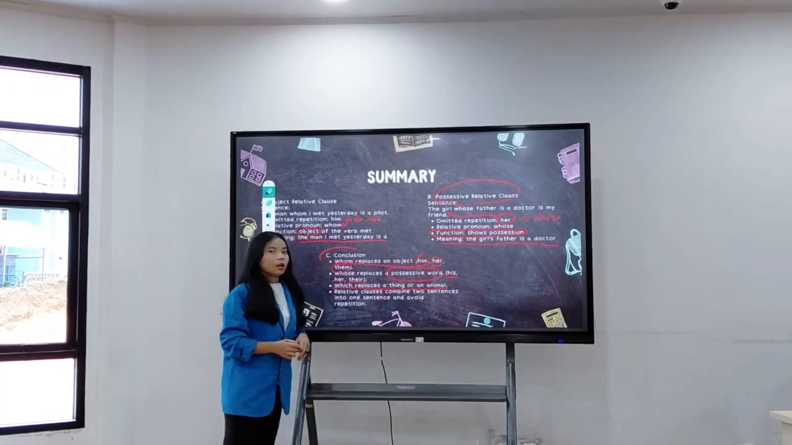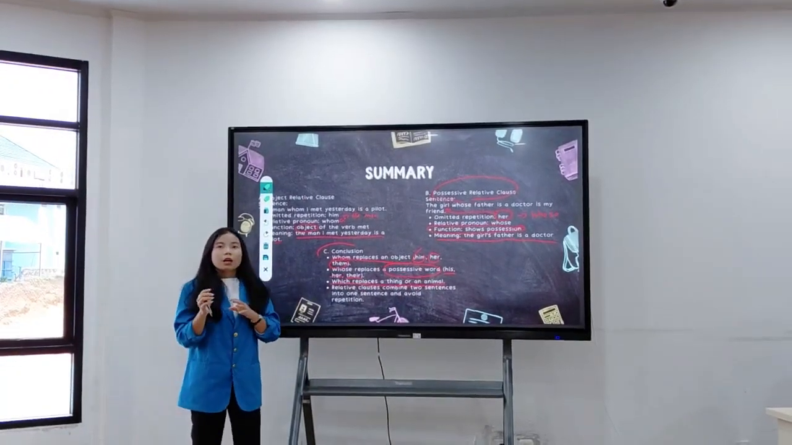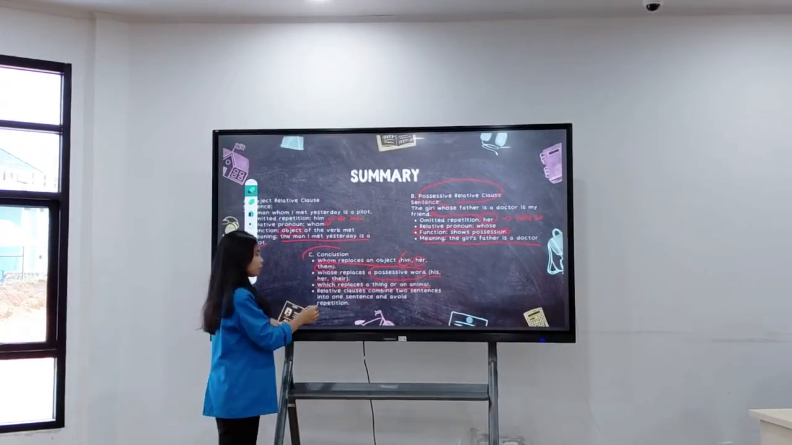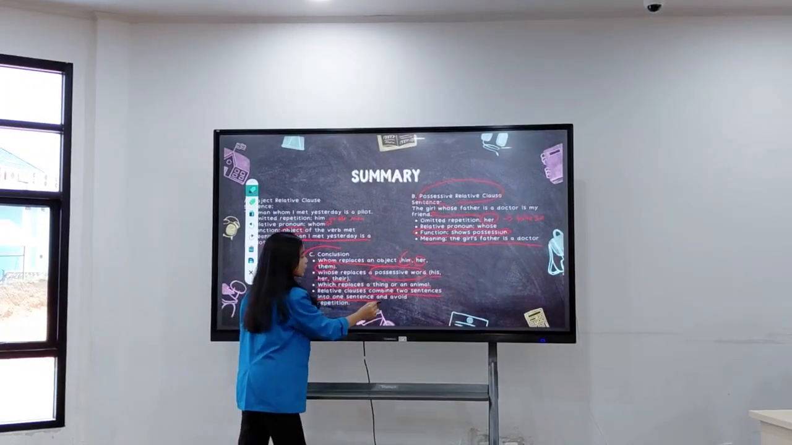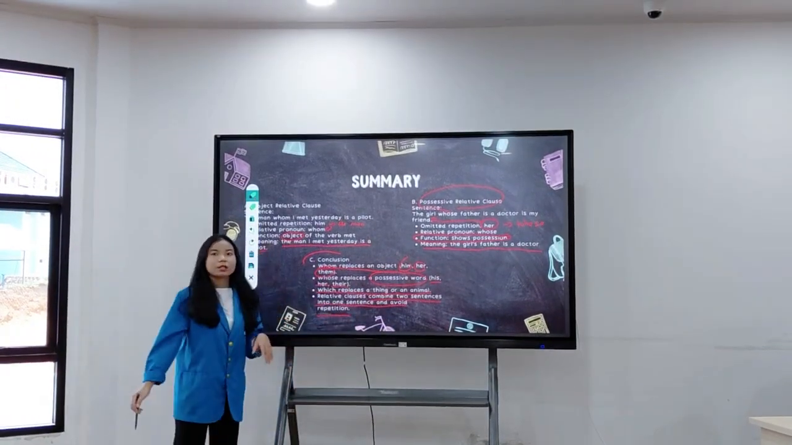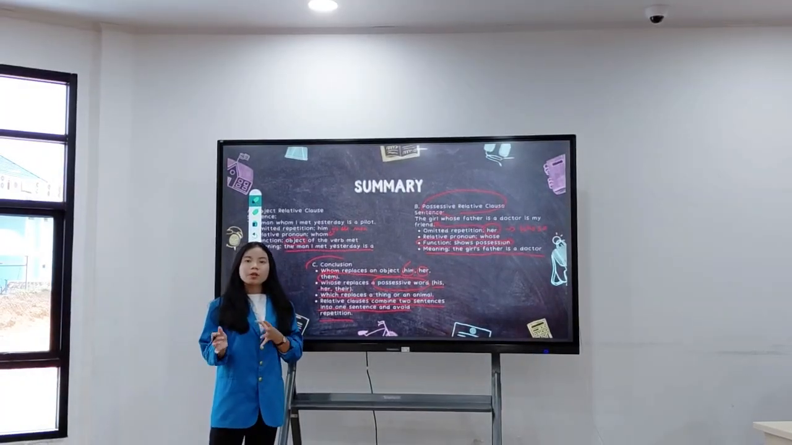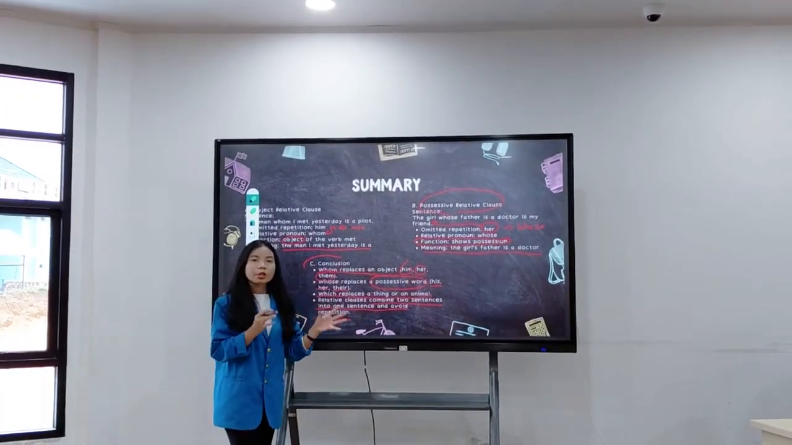By using relative clauses, we can combine two simple sentences into one sentence and avoid repetition. As a result, our sentence becomes clear, more informative, and more effective in communication.